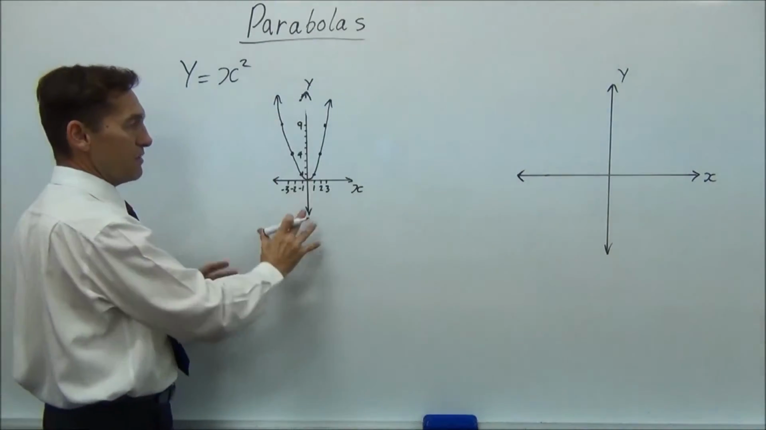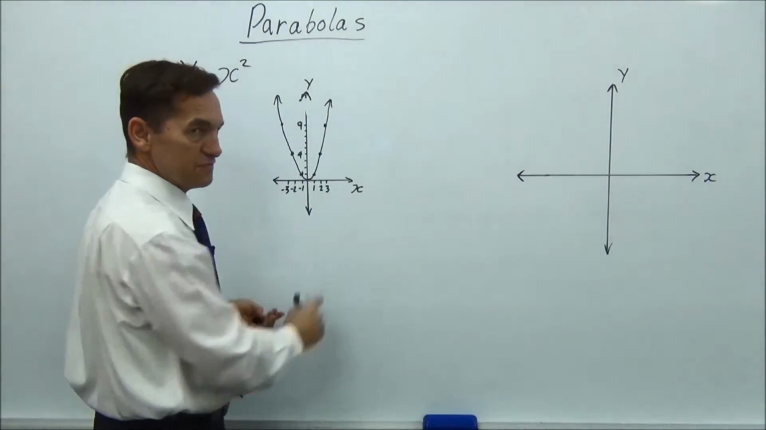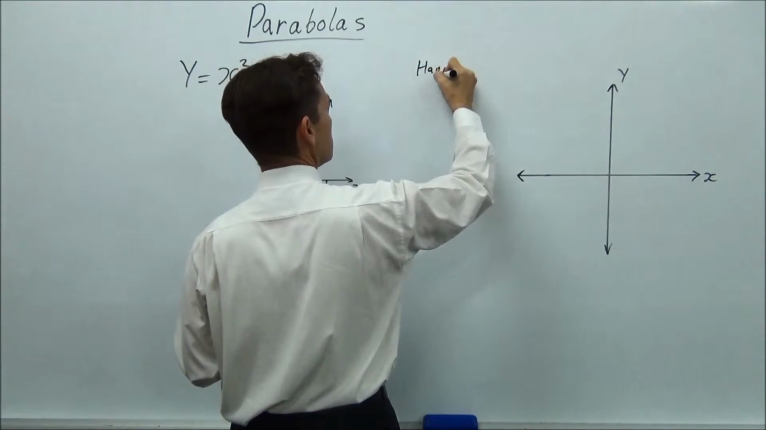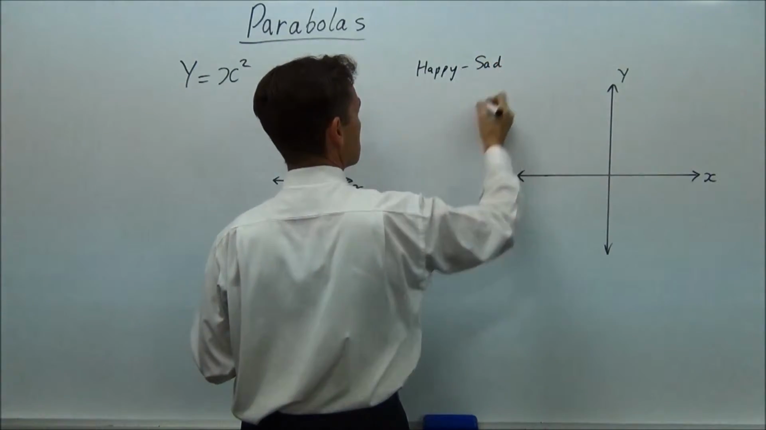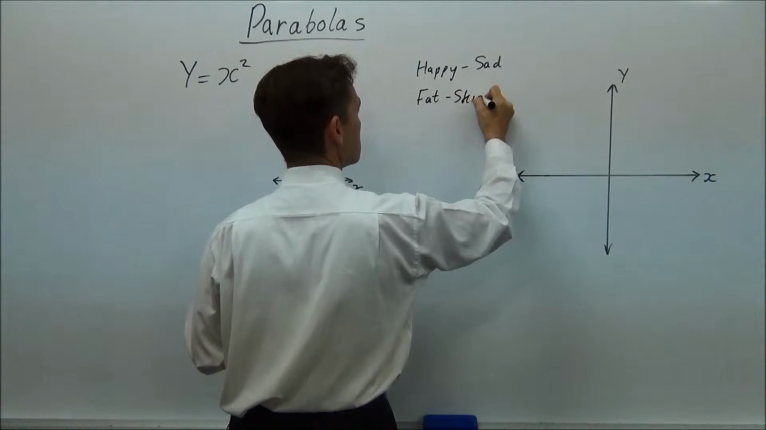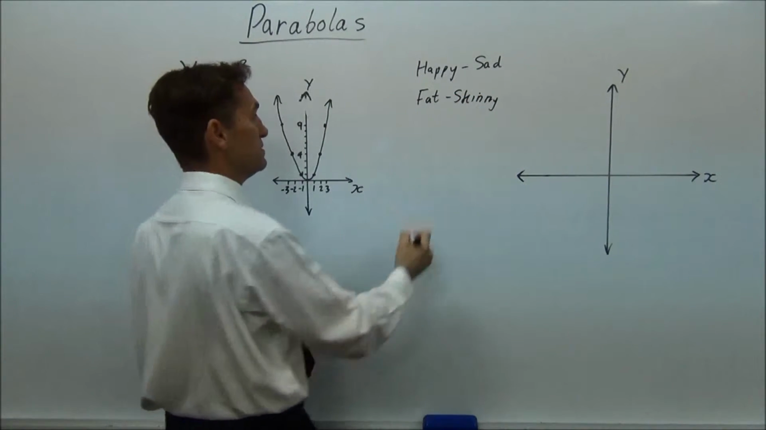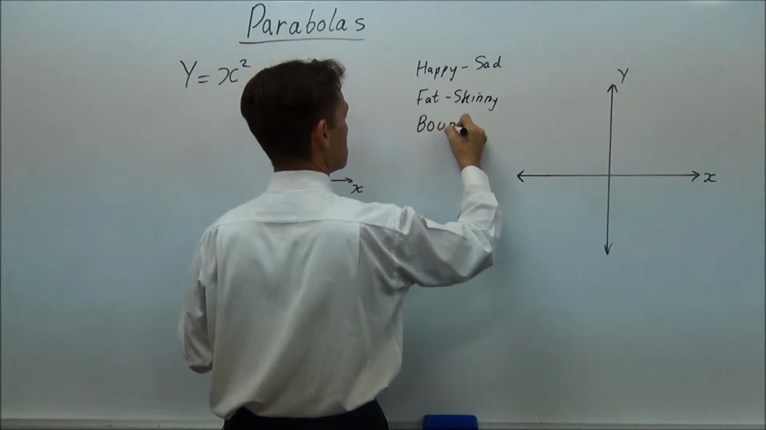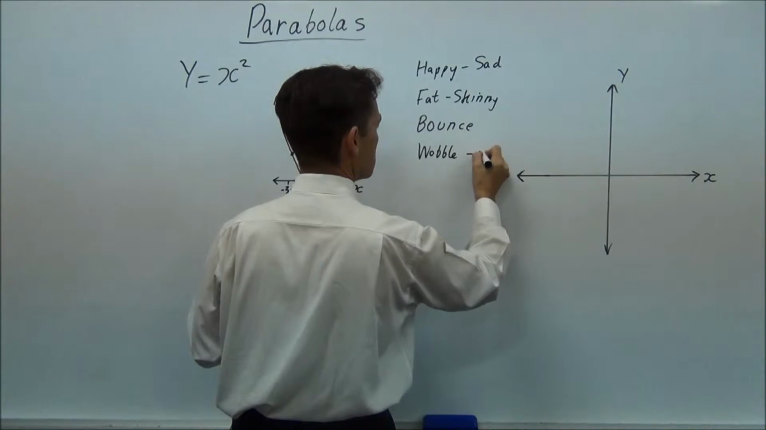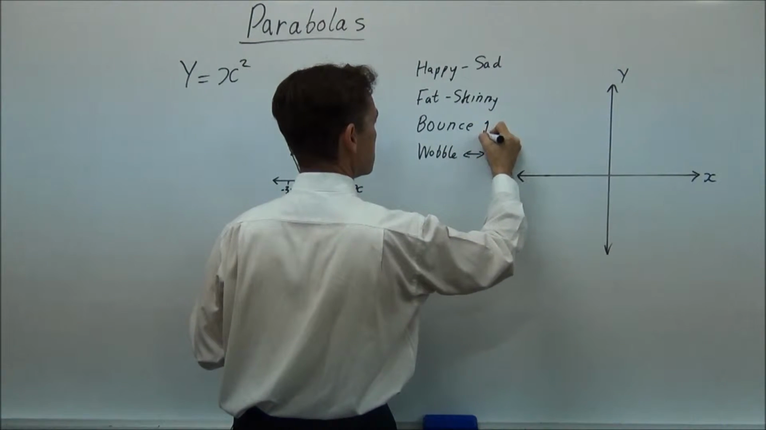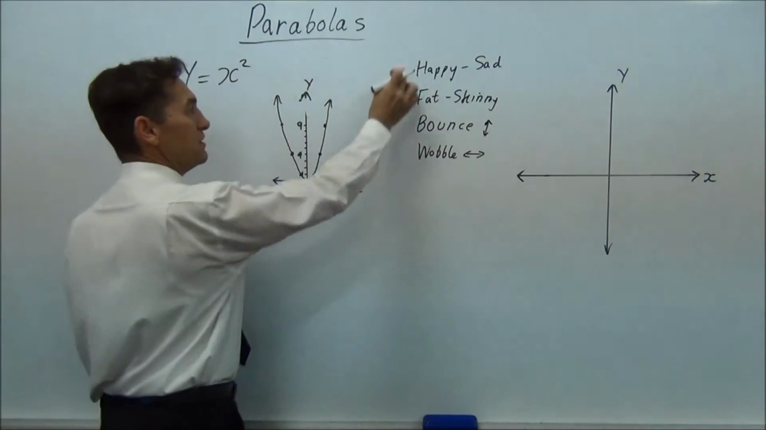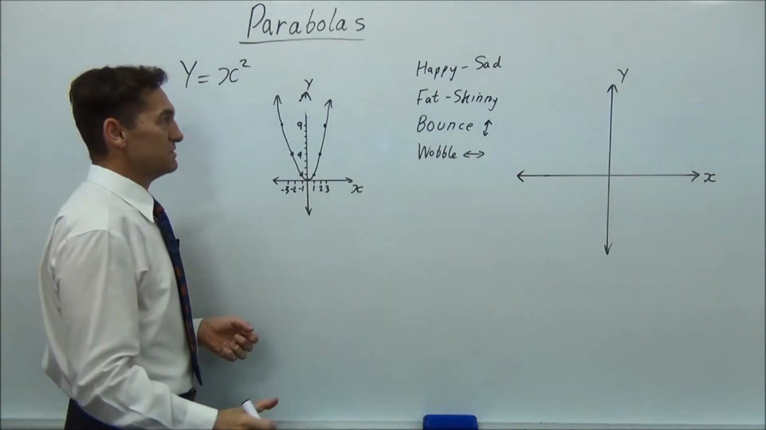To move the parabola around or change the shape of it, I usually teach these 4 ways. So here we go. The first way is happy, sad. Next way is fat, skinny. Next way is bounce. And the next way is wobble. Okay, so wobble goes like that, bounce goes up and down. Fat and skinny obviously go fat and skinny, happy, sad, happy, sad. So these are the 4 terms that I'll use. So let's explain how they work.